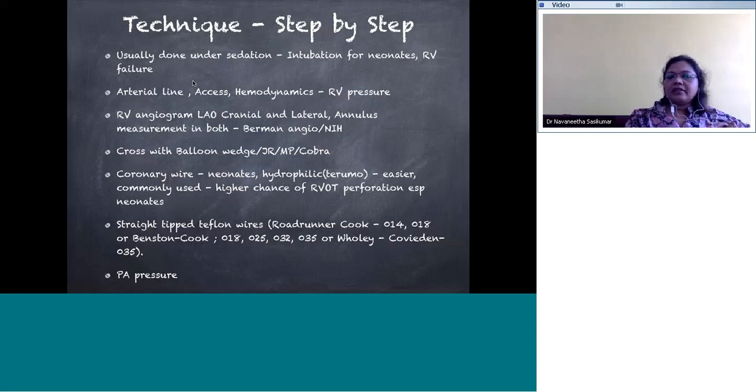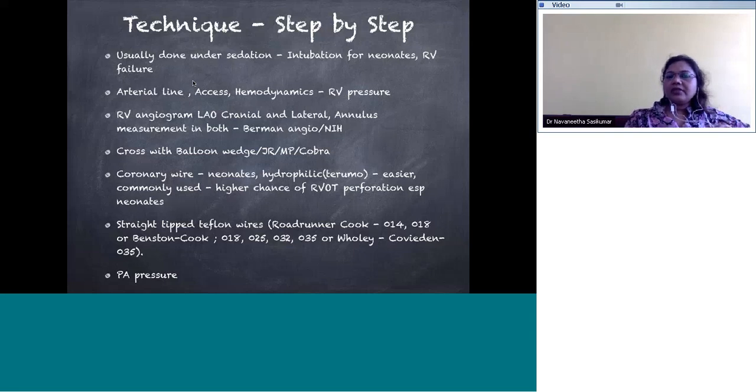Once you have access, it is good practice to do a full right heart catheterization. You start with your RA pressure and get the RV pressure. There can sometimes be difficulties with crossing the valve. You can do an RV angiogram, which is done in a shallow LAO cranial view and a lateral view. Both of these views are used to measure the annulus. If there is too much of a difference between the views, you can look at an average and compare it with your echo annulus, and make sure that there is not much of a discrepancy before you go ahead with choosing your balloon.